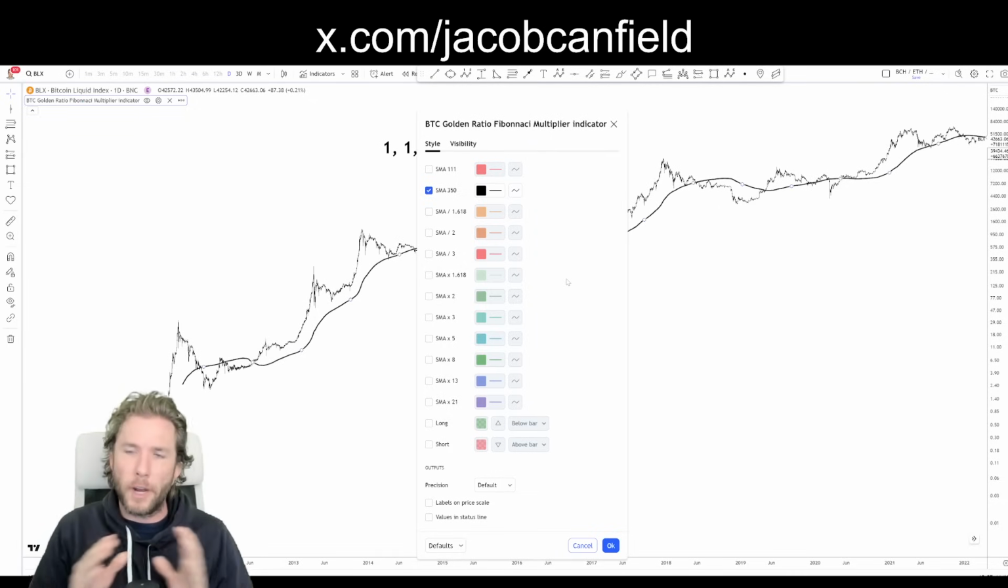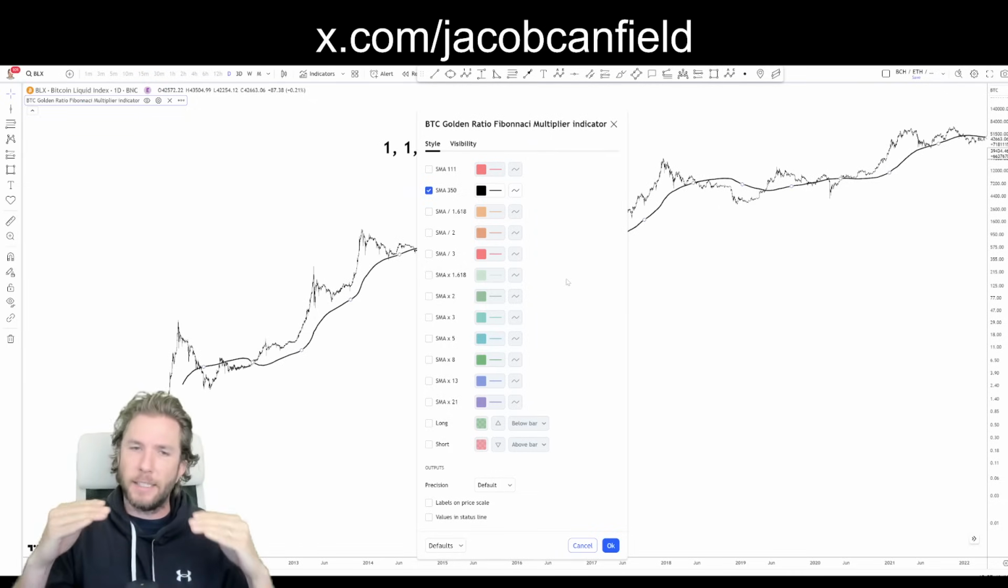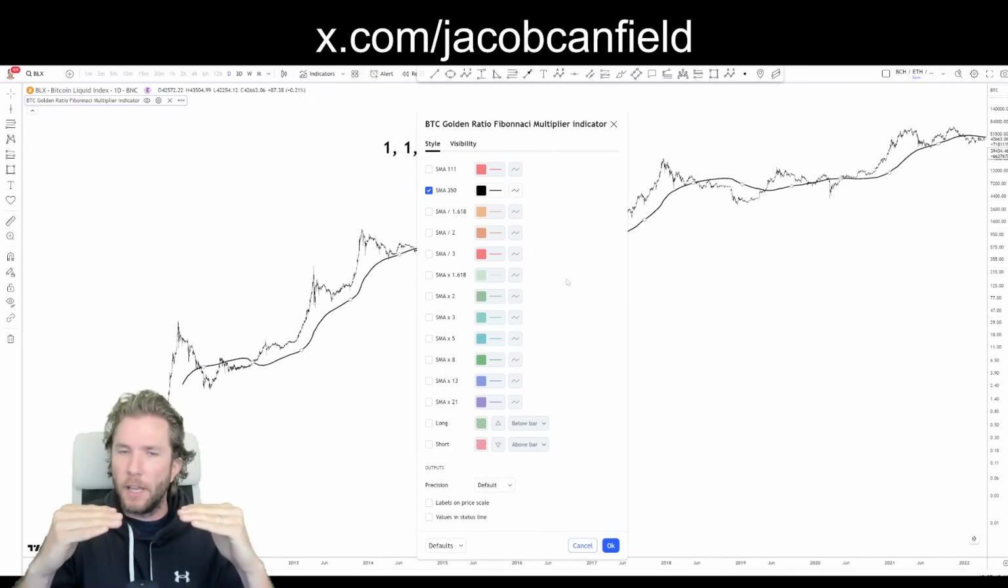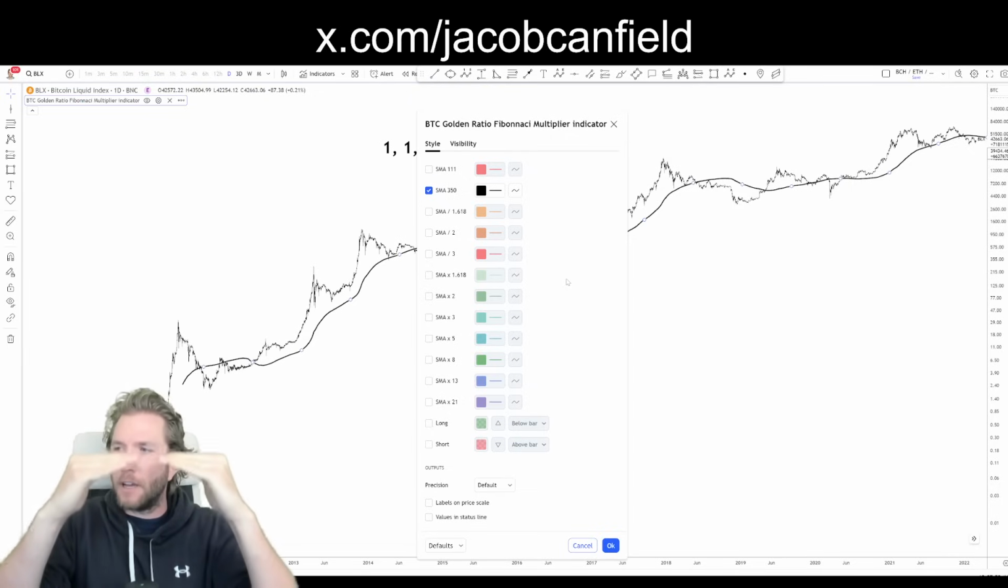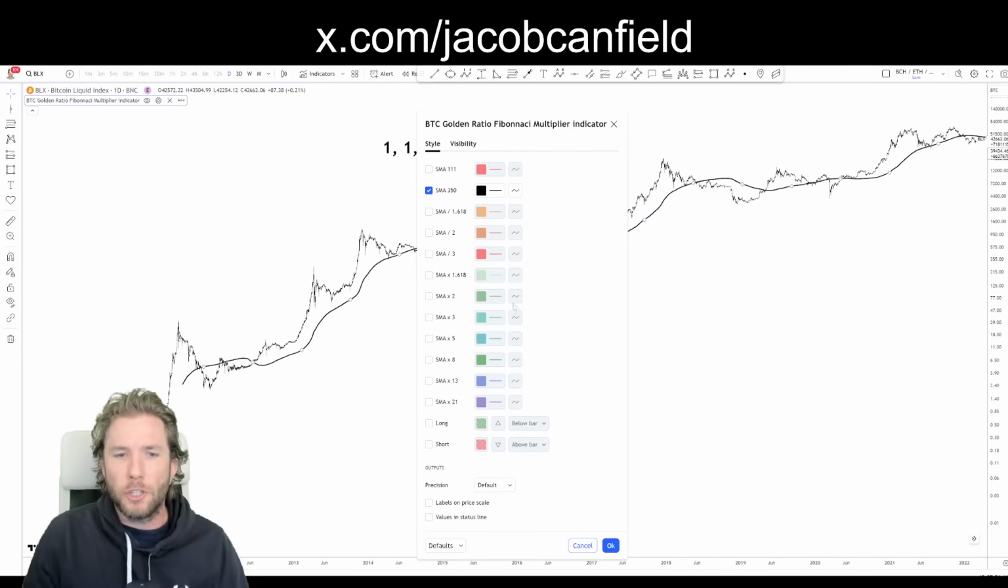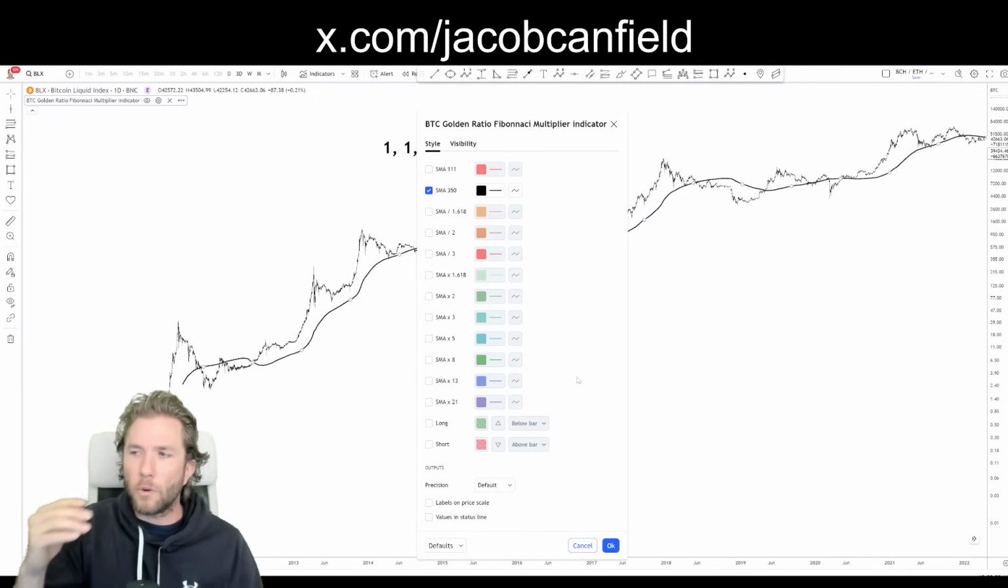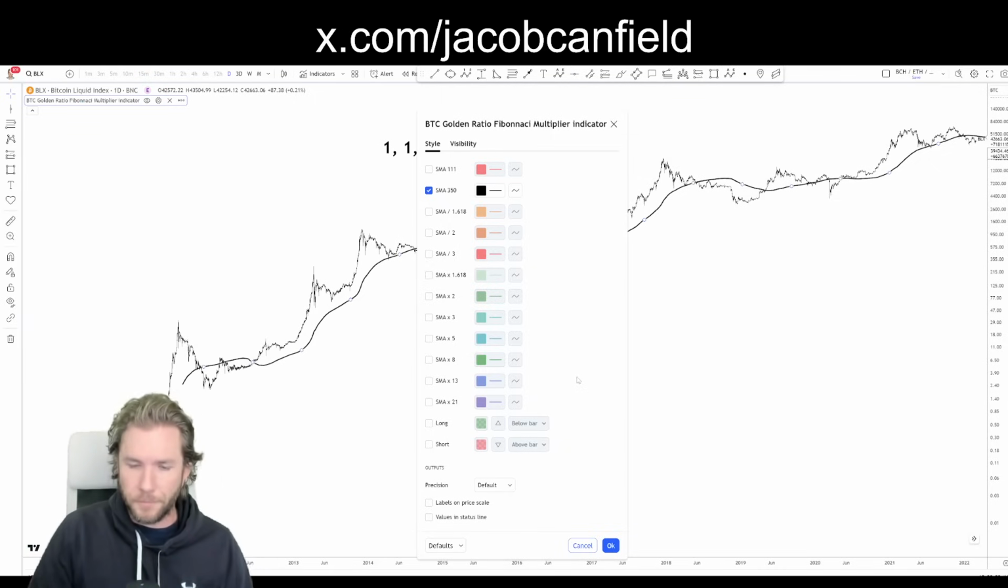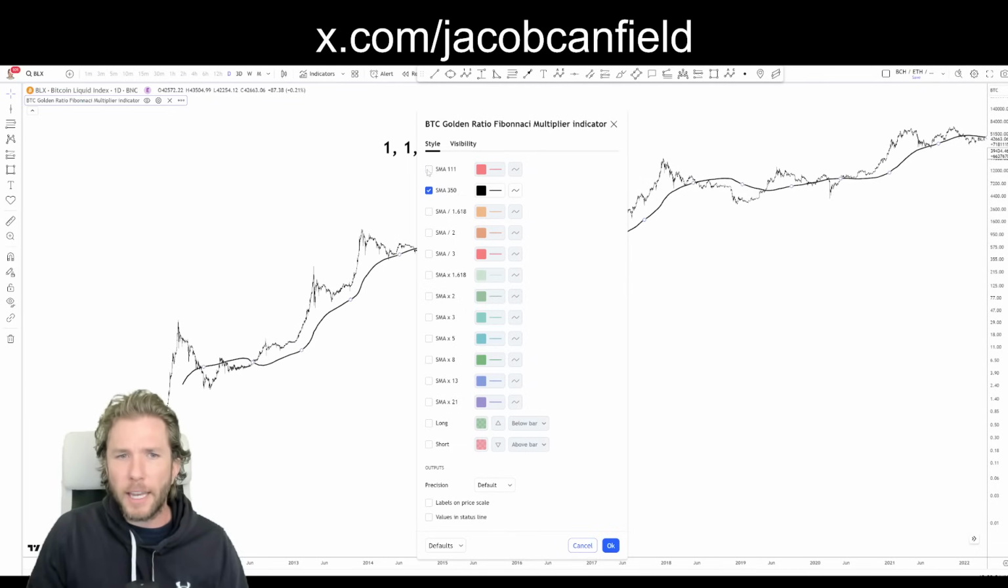The Golden Ratio Multiplier takes this moving average and multiplies it by different Fibonacci numbers in the sequence. So you've got 2, 3, 5, 8, 13, 21. These are the ones we're going to be using. Later on in the video, we'll get into the 111 and the 350 and how you use them to find our cycle top.